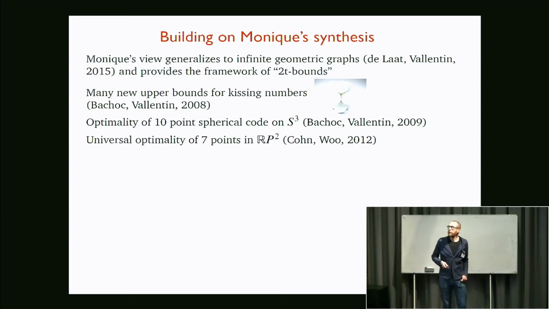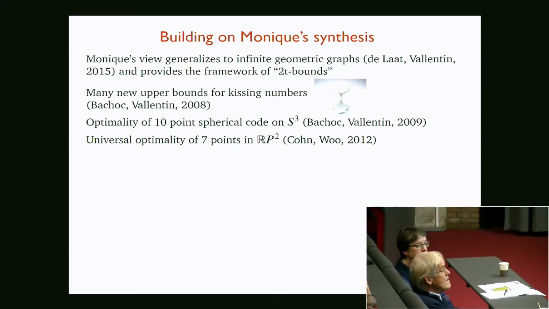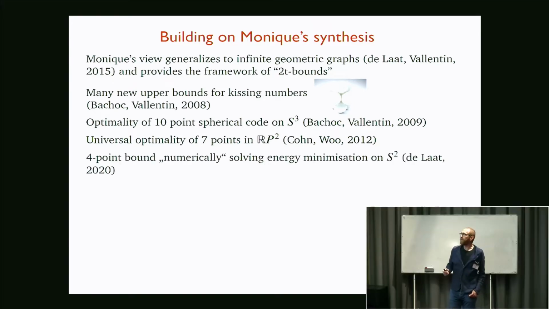Then Cohn and Woo used this framework to look at universal optimal solution of 7 points on the projective plane. So they go from packing problems to energy minimization problems, and then they have the framework of universal optimality, which means that these points minimize energy for arbitrary completely monotonic potential functions. Then David was able to solve energy minimization problems completely with 5 points on S2 numerically, using Lasserre 2.